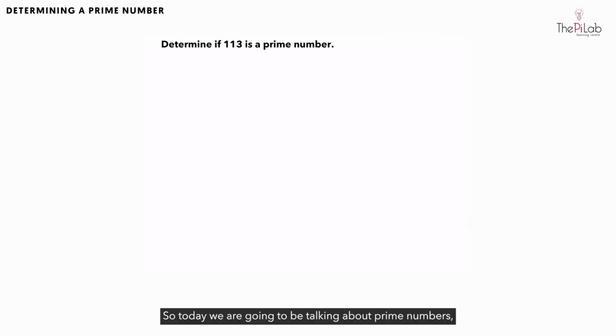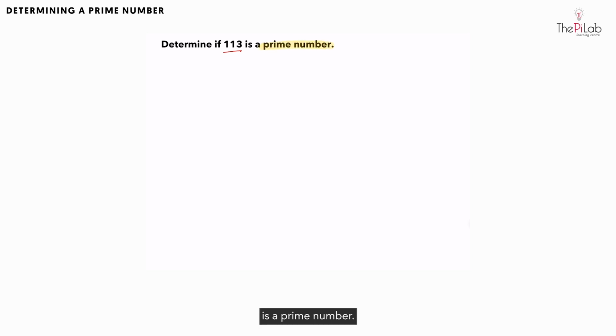So today we're going to be talking about prime numbers, specifically how to determine if a certain number is a prime number. Now, take a look at the question over here. What is the number given to us? It is 113. And we need to determine if 113 is a prime number.